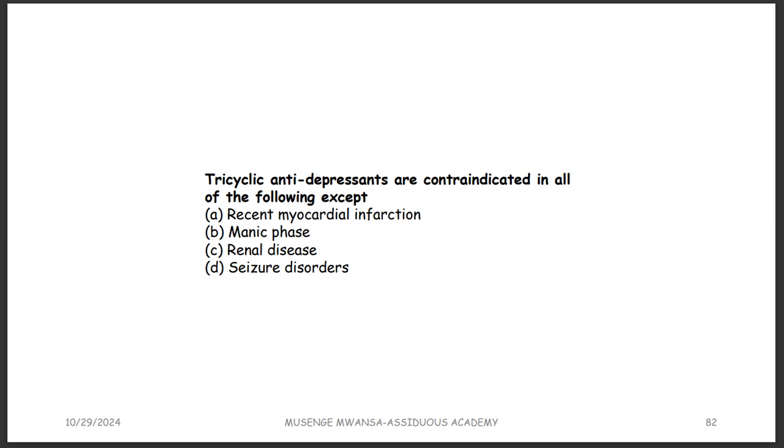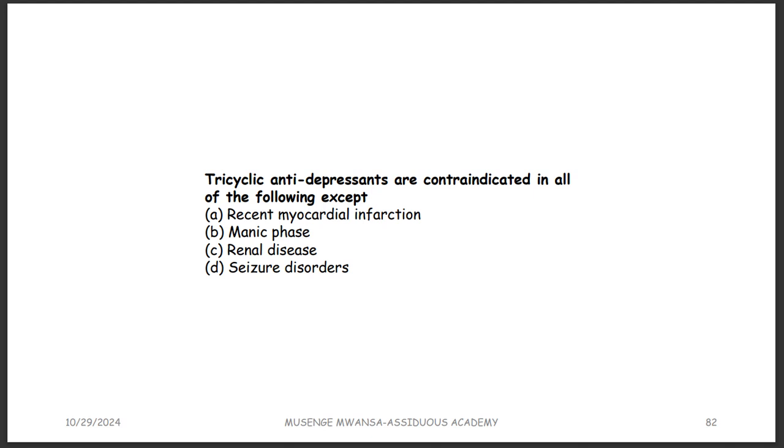Tricyclic antidepressants are contraindicated in all of the following except: recent myocardial infarction, manic phase, renal disease, seizure disorders. Which one can we pick? You can't use tricyclics in absolute contraindications like myocardial infarction, angina, heart failure, cardiac arrhythmias. Remember, we even said they were causing arrhythmias.